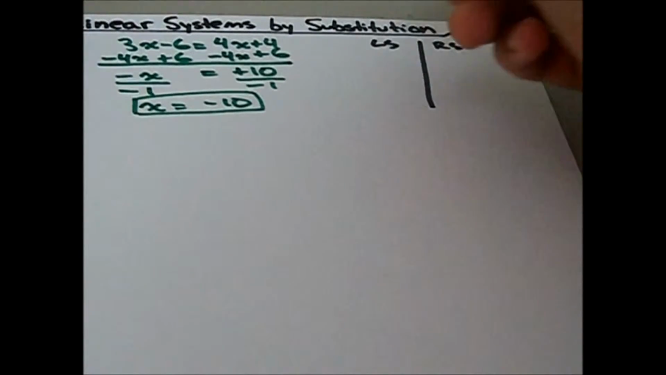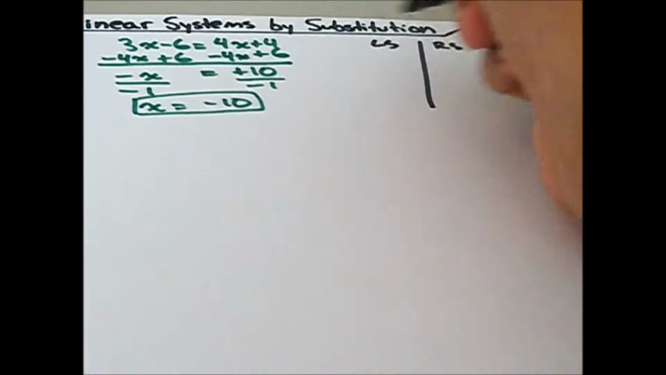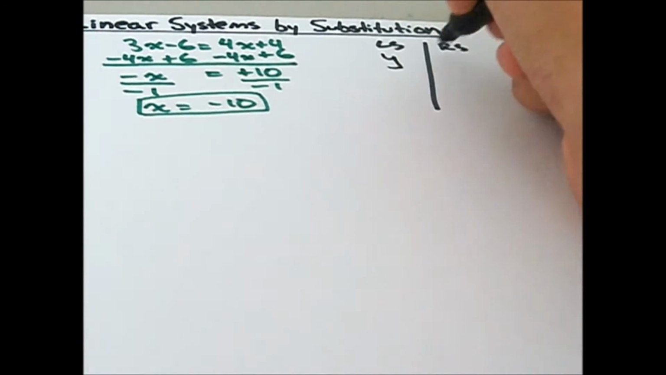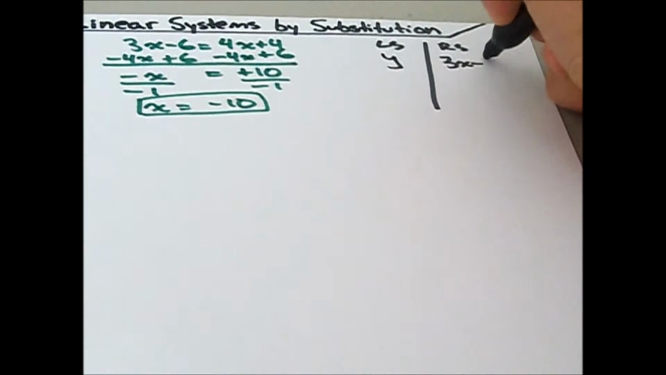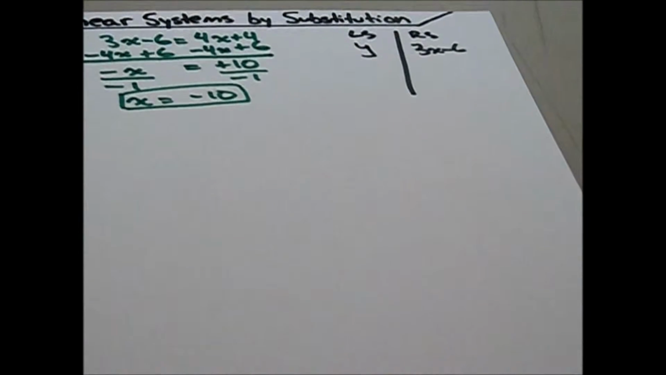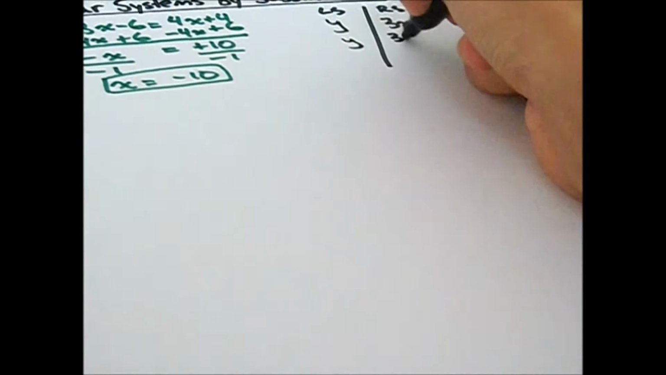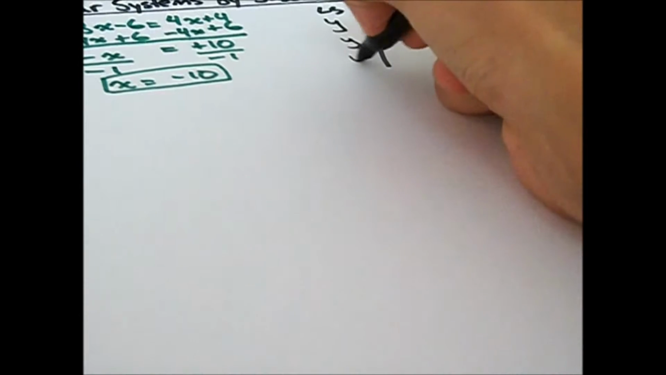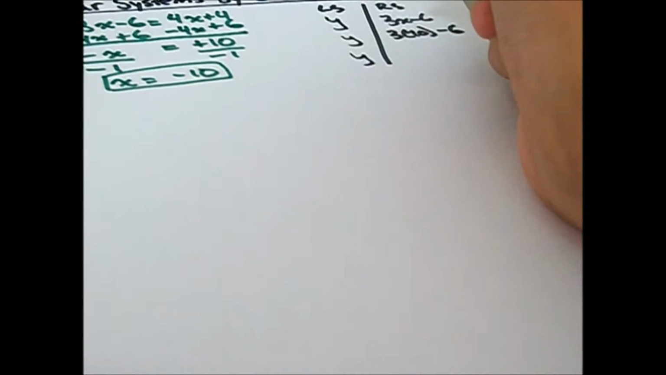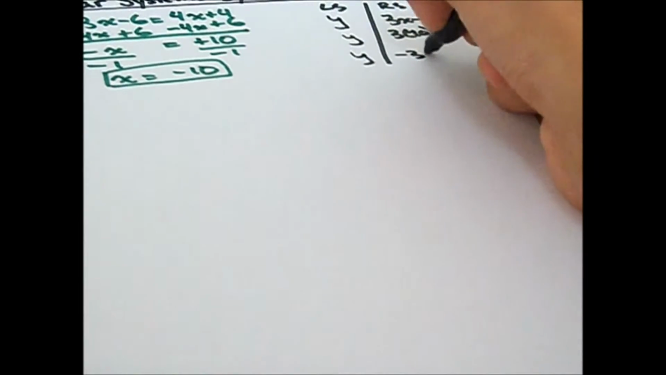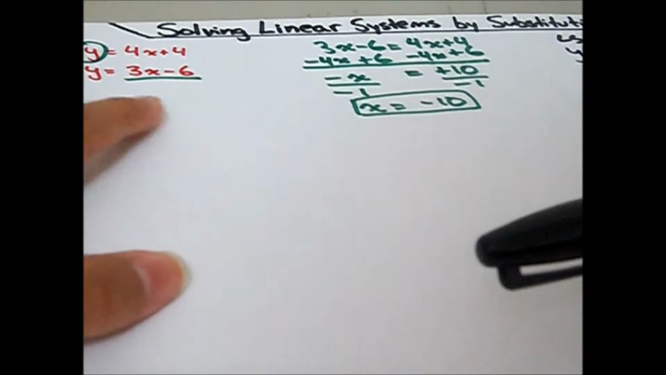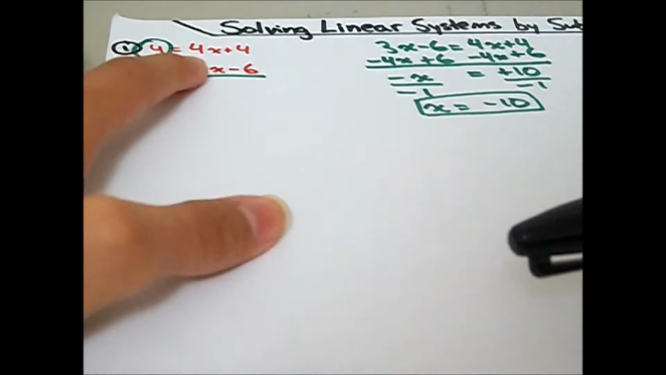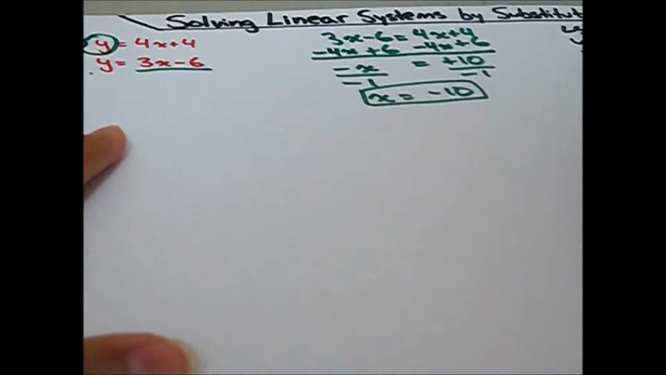Then I will check my answer over here, where I'm going to put one equation here, so y equals 3x minus 6. So I'm going to substitute negative 10 into 3x minus 6, and we shall get 3 times negative 10 minus 6 equals negative 36. So now that we have that, we can also check if the same result is given when we plug negative 10 into here. So we'll just do that now.